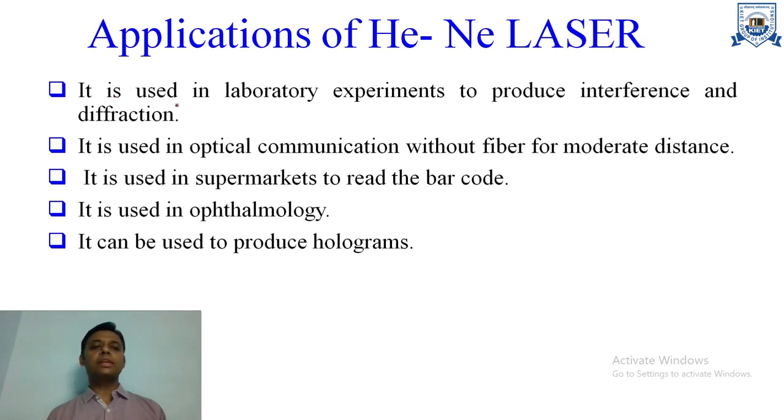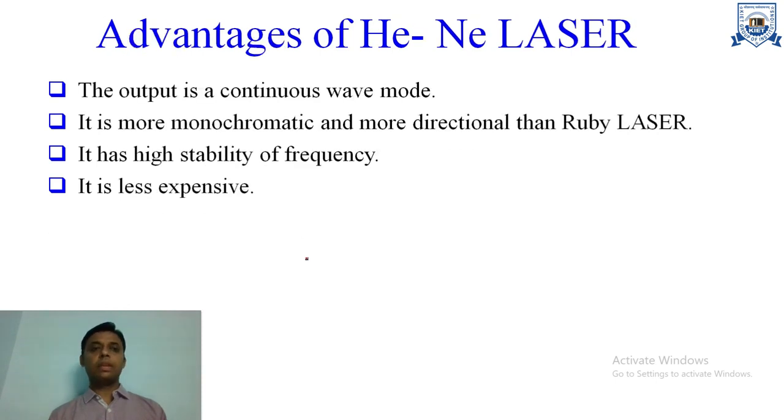Now, applications of the helium neon laser. The helium neon laser is used in laboratory experiments to produce interference and diffraction. It is also used in optical communication without fiber for moderate distances. It is used in supermarkets to read barcodes. The helium neon laser is used in ophthalmology. It can be used to produce holograms.